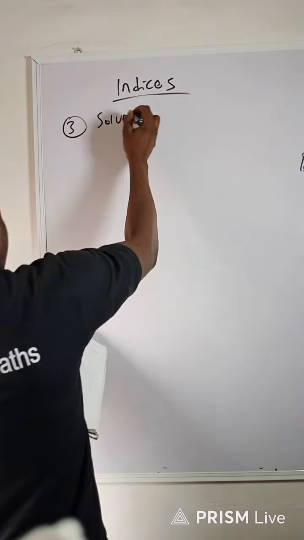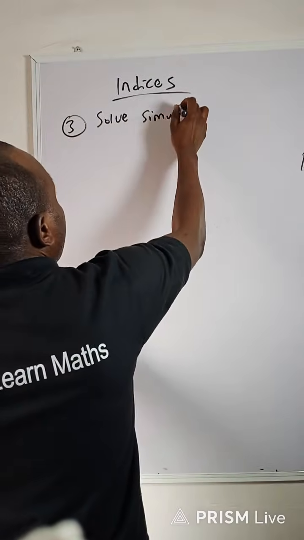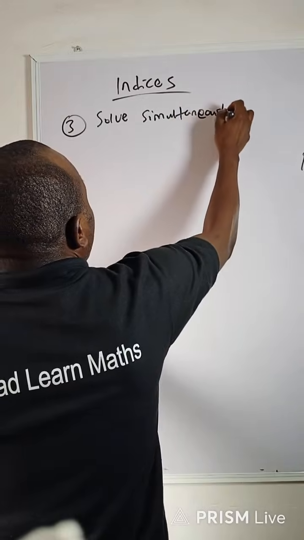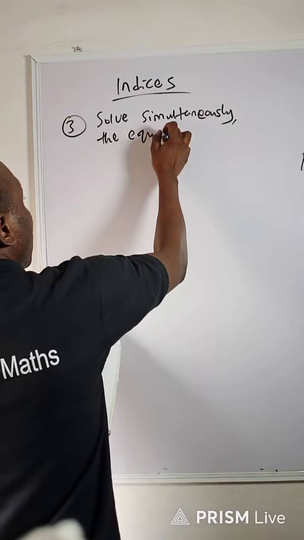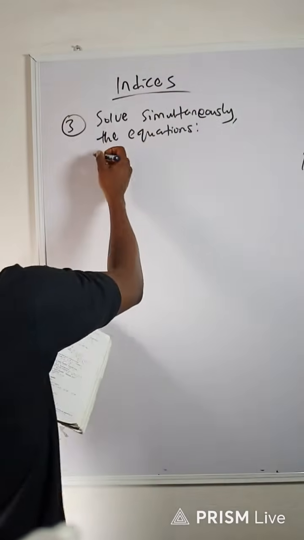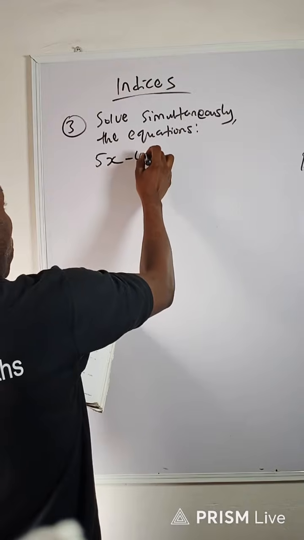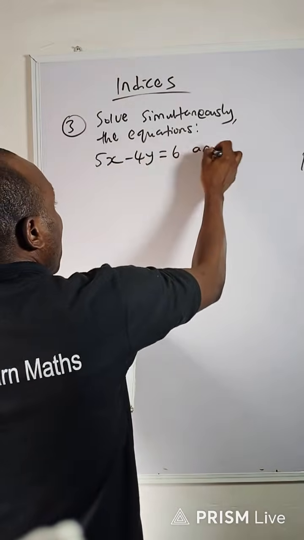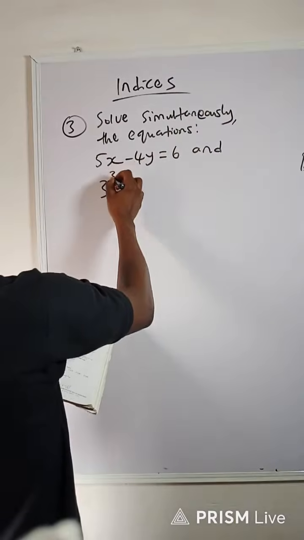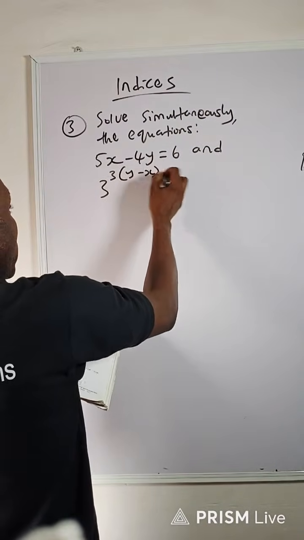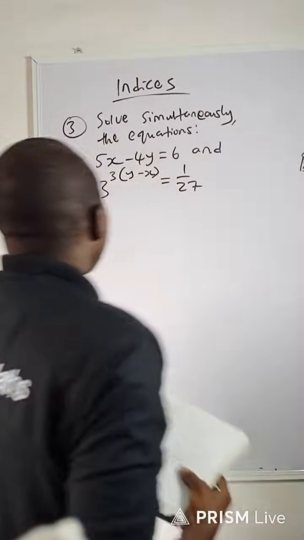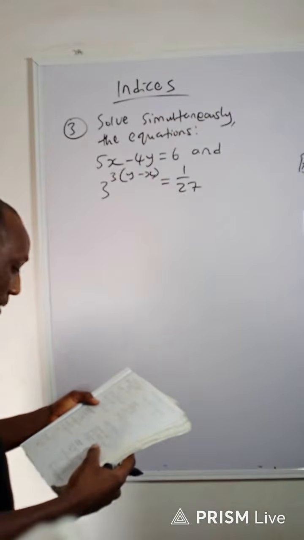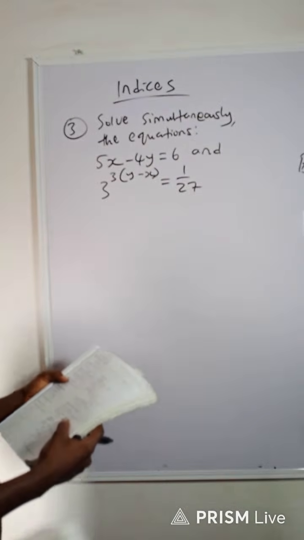So, this one says solve simultaneously the equations 5x minus 4y is equal to 6, and 3 raised to the power of 3 bracket y minus x is equal to 1/27. All right, so we can try that one. Let me just confirm the questions again. Yeah, that is correct. And then we have that. Yeah, this is also correct. So people, give this a shot.